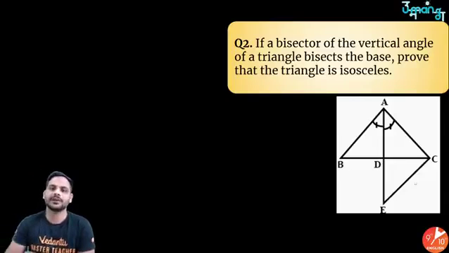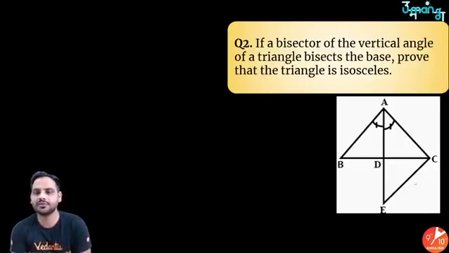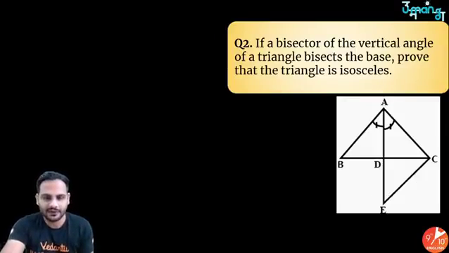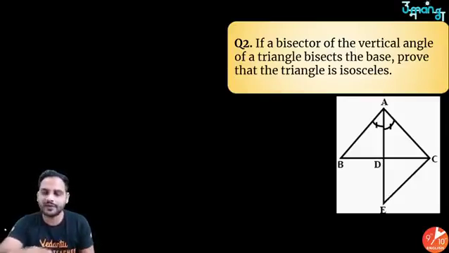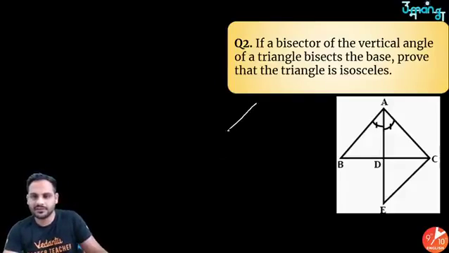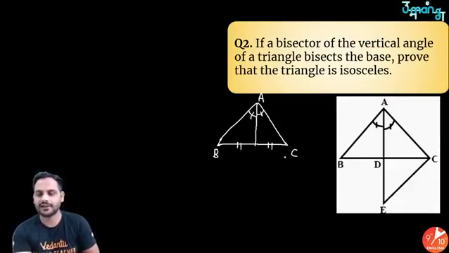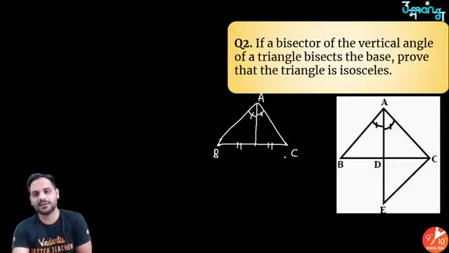Okay, next part, look. The next part is, if a bisector of a vertical angle of a triangle bisects the base, prove that the triangle is isosceles. Now before you look at this diagram, I would like to tell you what is happening. Let's draw the diagram according to the question. It says the bisector of a vertical angle of a triangle bisects the base. That means suppose I draw a triangle like this, and I draw the bisector of this angle A. Okay, so this is bisecting the base, so it is bisecting this part. We have to prove that the triangle is isosceles.